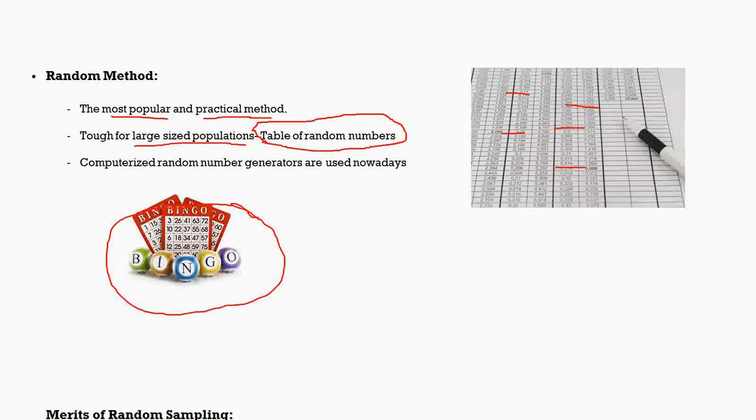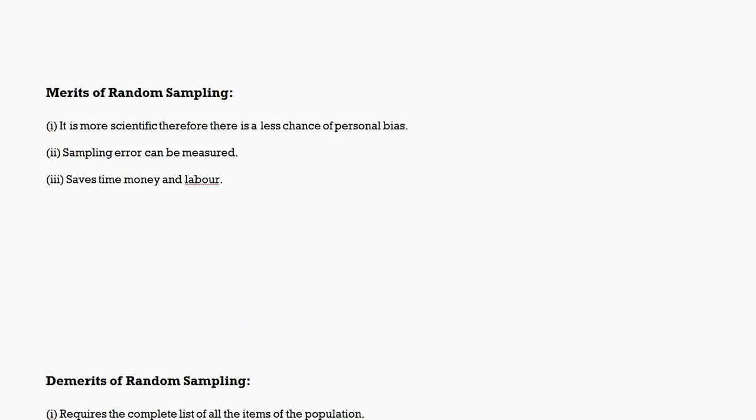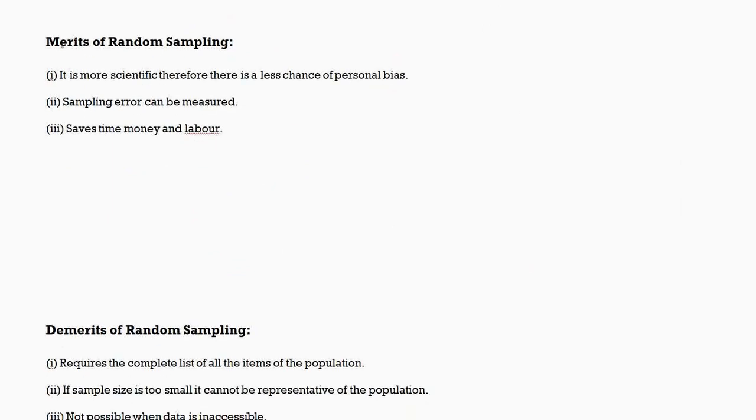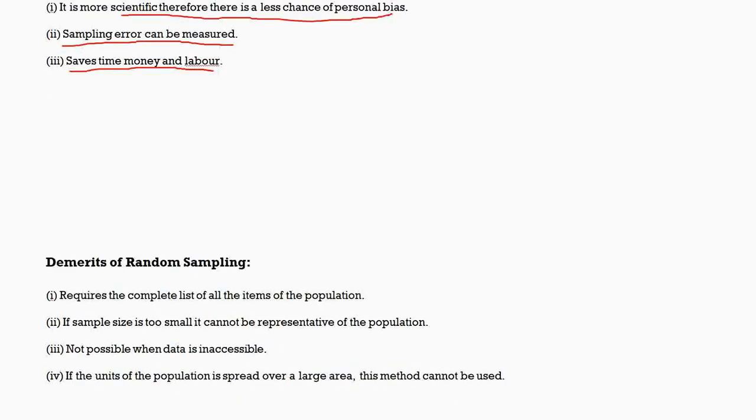So let's move ahead, and here we have the merits of random sampling. It is a more scientific method, and therefore there is less chance of bias, as I told before. And a very good thing is that the sampling error can be measured. Sampling errors are really huge, and they cause a lot of problems. So some methods are really good in which we can measure the sampling error, and this is one such method. And it saves time, money and labor because it is a quick method. We are going to randomly choose the individuals for the samples.